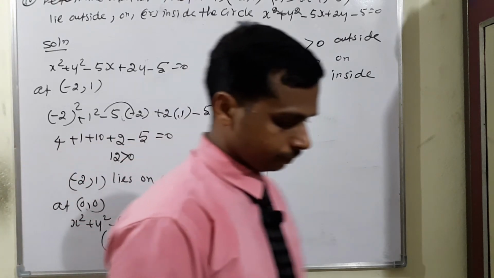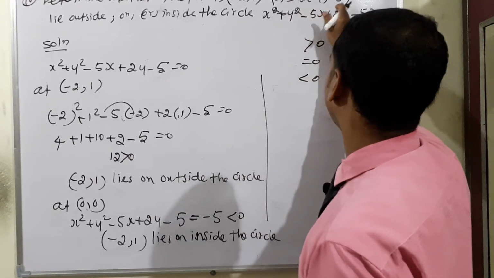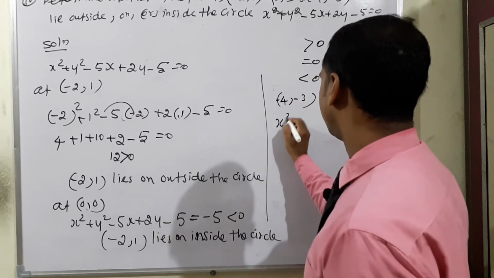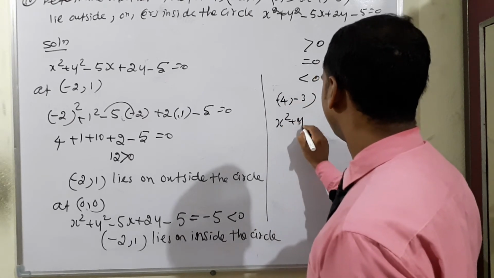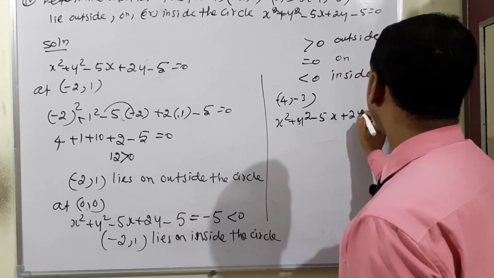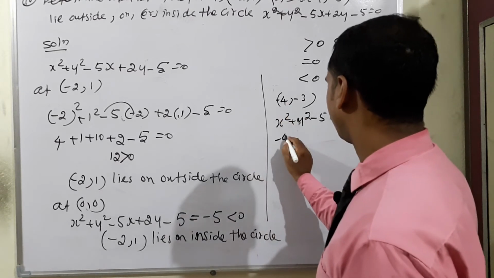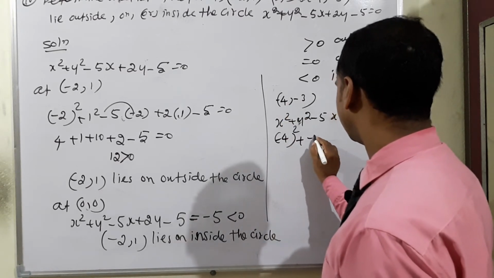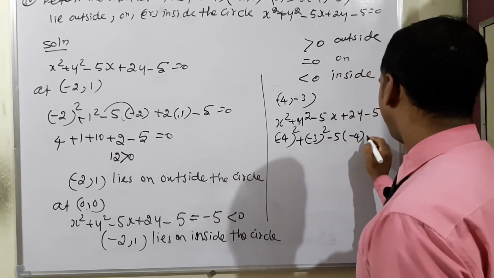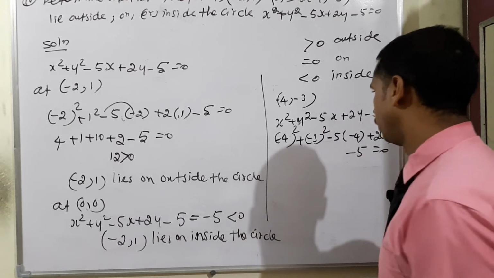Third one, minus 4 comma minus 3. So minus 4 comma minus 3 means the condition x square plus y square minus 5x plus 2y minus 5 is equal to 0. What will happen? Minus 4 the whole square plus minus 3 the whole square, again minus 5 into minus 4 plus 2 into minus 3 minus 5 is equal to 0.